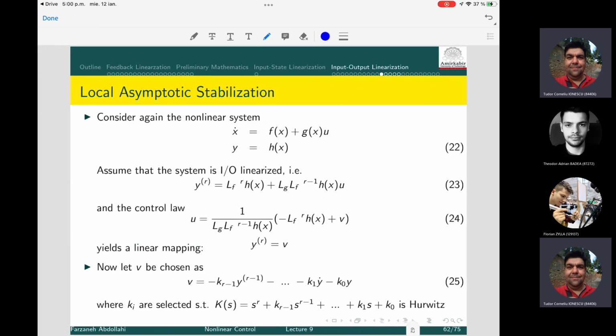And now it shows you here how to achieve local asymptotic stabilization using feedback linearization. If you have a nonlinear affine in the input system 22, and you assume that it is input-output linearized with this relation with relative degree r, and this control law to yield this mapping, now you choose V to have this form, and this polynomial needs to be Hurwitz.